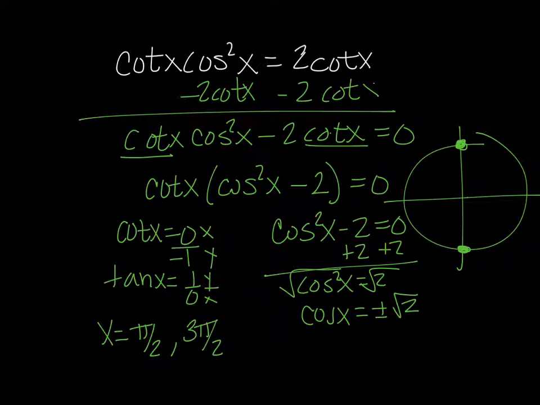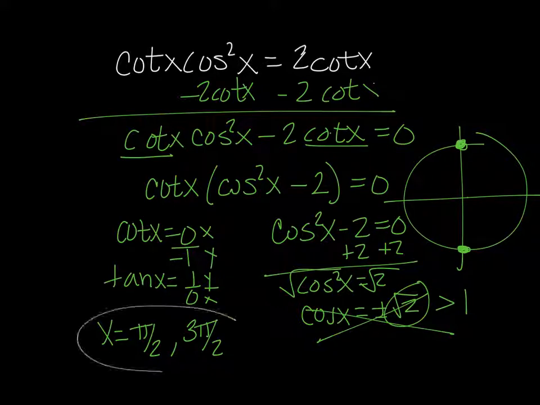As far as cosine of x equals plus or minus the square root of 2, the square root of 2 is bigger than 1. And if you remember, cosine and sine cannot be bigger than 1. So this one has no solutions. There's not going to be anything coming from that. So the only thing we get are these. That's pretty much all I have to say about that.